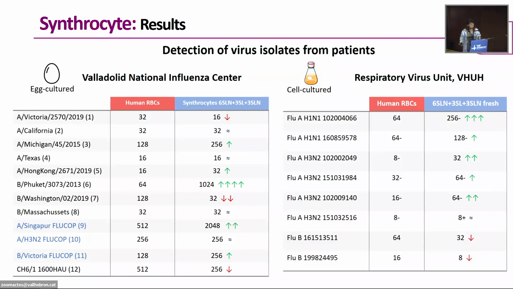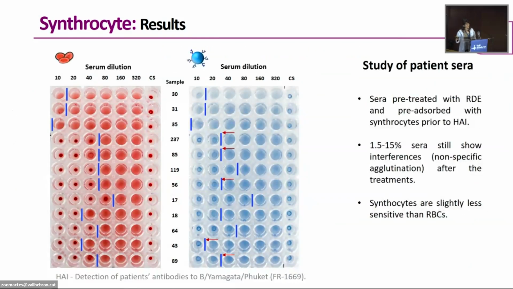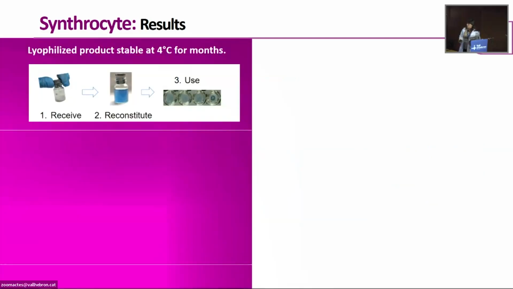We have been doing some testing with viruses obtained from patients. These viruses have to be grown first in eggs or in cell culture. You cannot detect them directly. And if you compare the results obtained with red blood cells and with synthrocytes, we can detect most of the viruses at least as well or better than with red blood cells. And we also managed to detect antibodies in patients after vaccination. We are less sensitive than red blood cells in this case. We have more interferences, but we managed to detect the antibodies in patients.